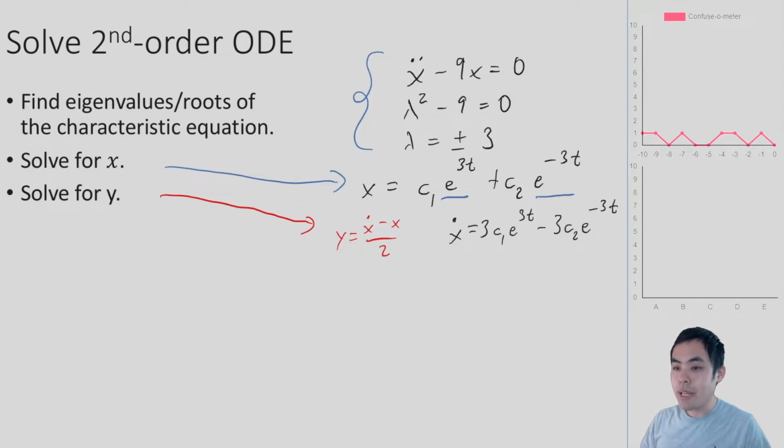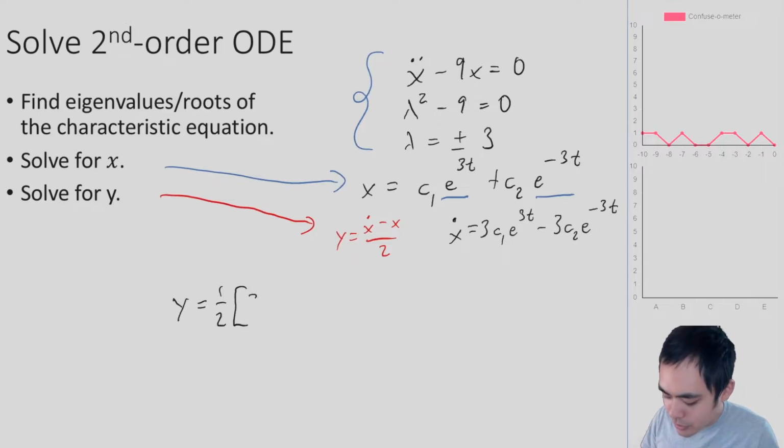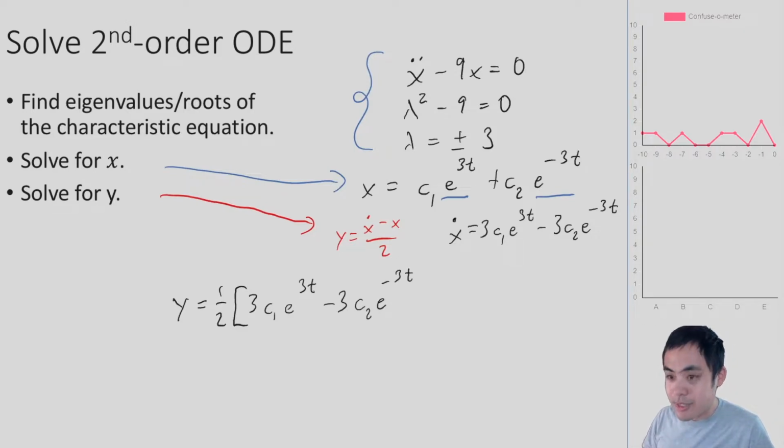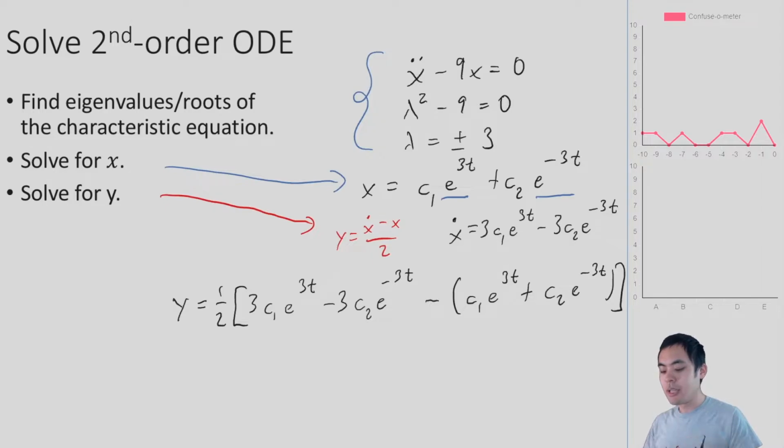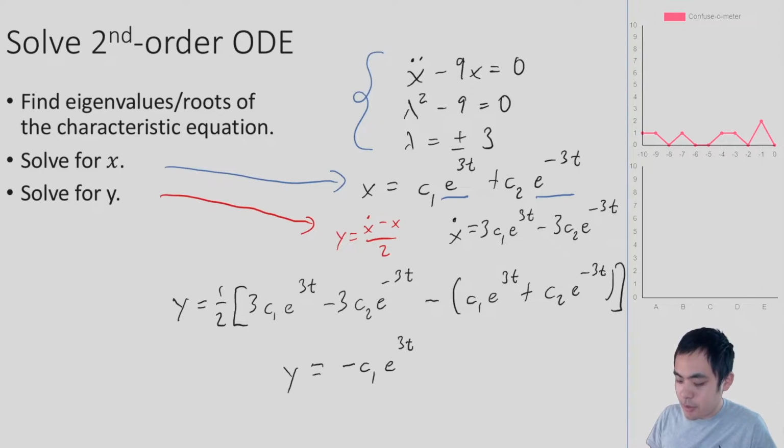Okay, so now we know what y is because we can just plug in. So y is equal to 1/2 times x dot, which is 3c1 e to the 3t minus 3c2 e to the minus 3t. So that's x dot minus x. So what's x? Well, minus c1 e to the 3t plus c2 e to the minus 3t. All we did is substitute x dot and x into our equation for y. When we simplify that a bit, y is equal to minus c1 e to the 3t plus 2c2 e to the minus 3t.